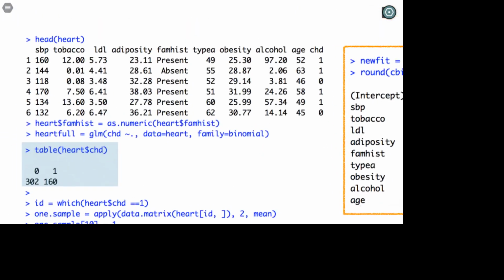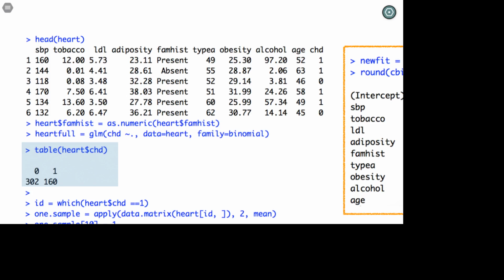Okay, so this is the heart data we analyzed before using logistic regression. So we have roughly 300 from class 0, and roughly about half, like 160, half of the size, from class 1. So slightly imbalanced, okay? So we run a logistic regression.